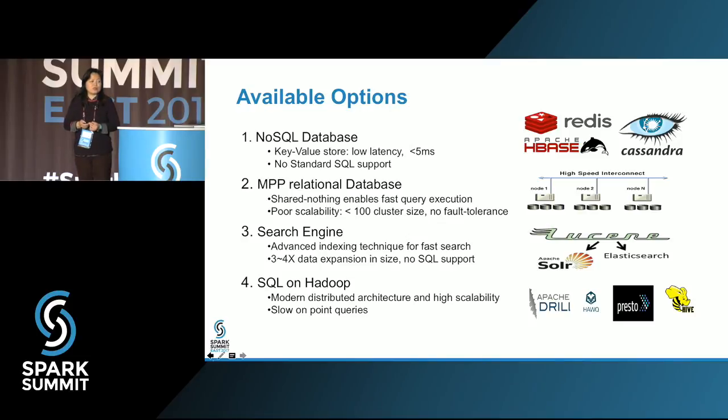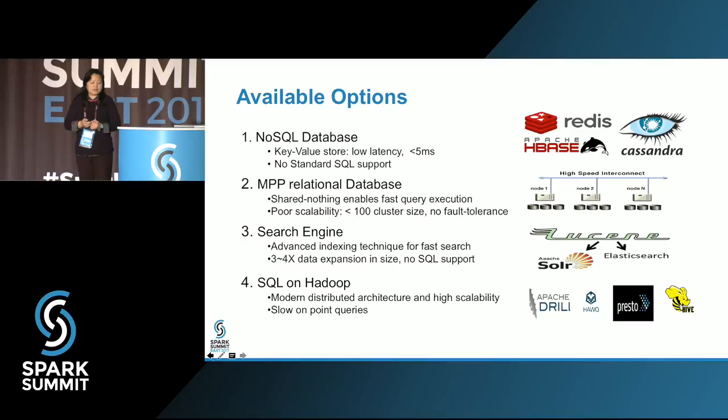First one is NoSQL databases, which are like key value stores, and they generally offer very low latency on write, and also on read for key lookup. But they generally don't offer standard SQL support. The second category is traditional MPP relational databases, which, with a shared nothing architecture, enable very fast query processing. But they generally suffer from poor scalability and don't offer fault tolerance.